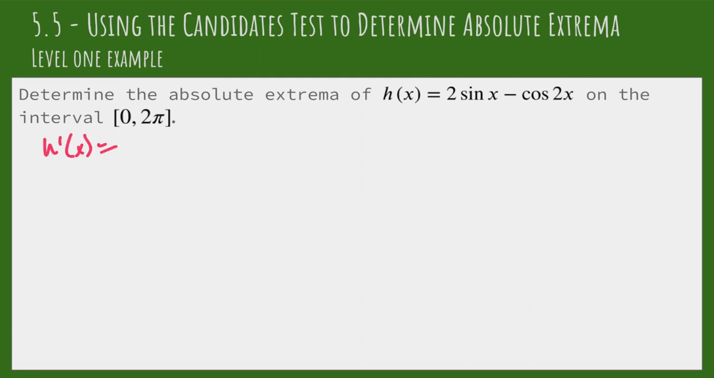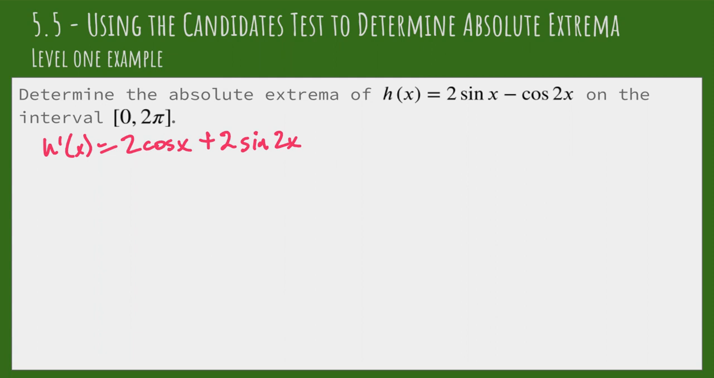Derivative of 2 sine of x is 2 cosine of x. Derivative of cosine of 2x, we're going to have to use the chain rule there. So we're going to end up multiplying by 2 because that's the derivative of 2x. And it's going to be negative sine, and the negatives multiply to get a positive. So it's going to be 2 sine of 2x.